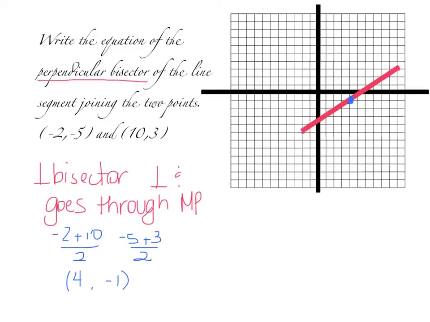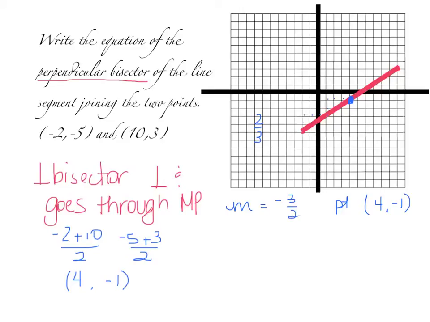To write the equation of a line, I need a slope, and I need a point. I know it has to go through the midpoint. The slope is going to be the opposite reciprocal of the red line. So the slope of the red, I'm just going to do rise over run. Rise 2, run 3. So it looks like the slope of the red is 2/3. So the slope of the new line is going to have to be -3/2.